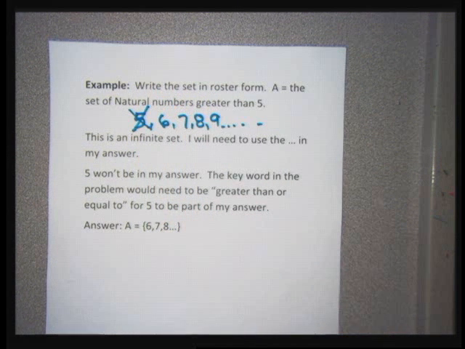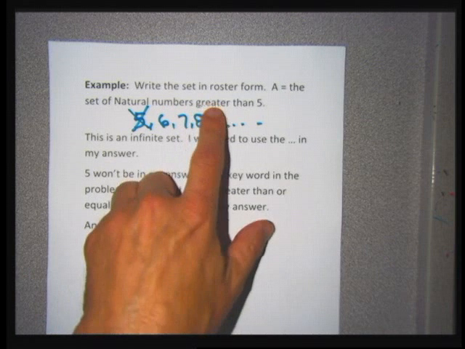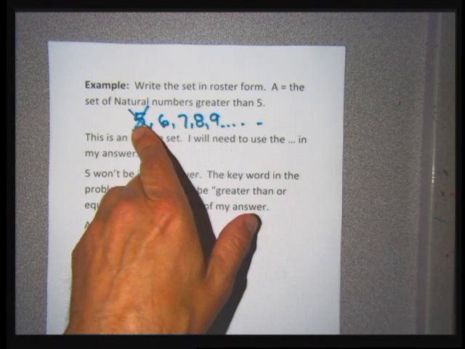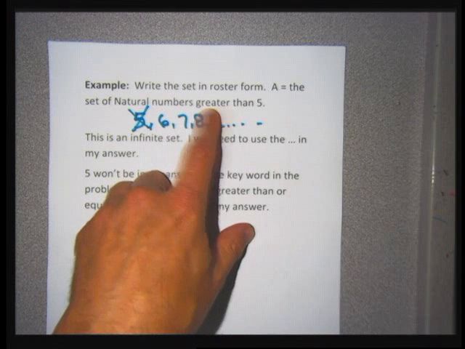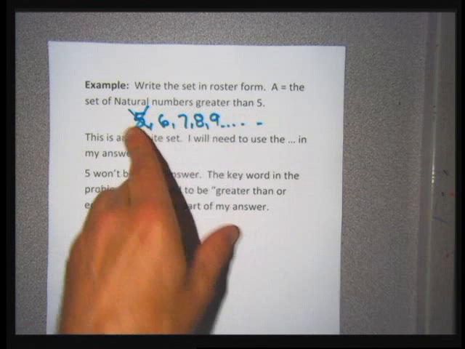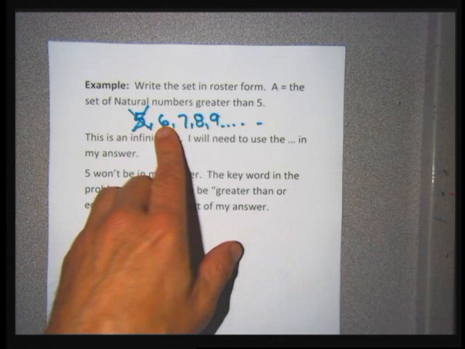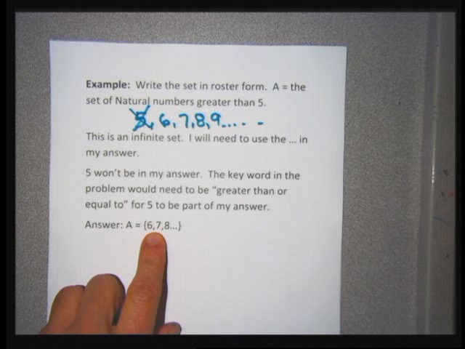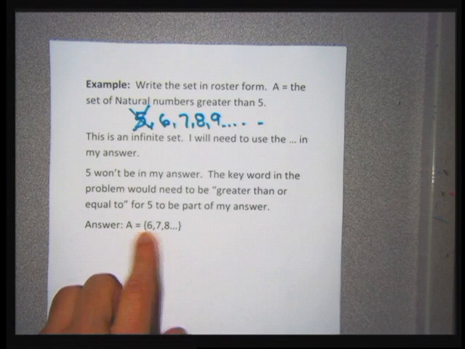Natural numbers greater than 5 include the first natural number bigger than 5, which is 6. If it had said greater than or equal to 5, when I wrote the roster form, 5 would be in my answer. But if it says specifically greater than and doesn't have the equal to, it doesn't include the 5. So when I write my answer, 5 can't be part of it. It's the natural numbers bigger than 5, which is 6, 7, 8.